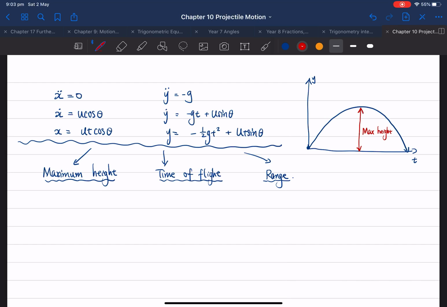All right, then what is time of flight? Well, time of flight is the total time it takes to go from the starting point to the finishing point. That is the total time of flight.